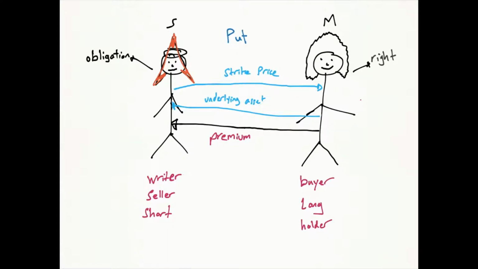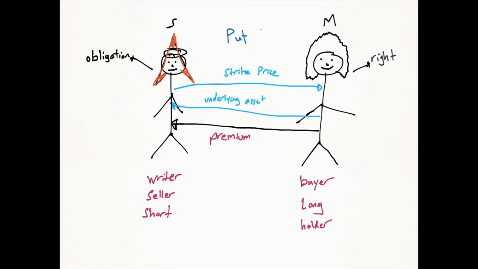Now, if you are dealing with the put option, the same thing. Mr. M, when they sign the contract, has to pay to Mr. S the premium. Now, later on, Mr. M decided to exercise. Remember, he has the right. So he chooses whether or not he wants to exercise. So he decided to exercise.